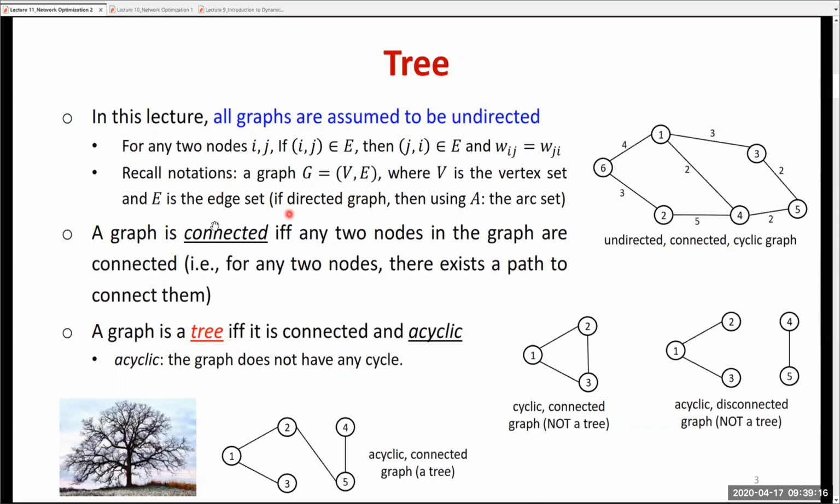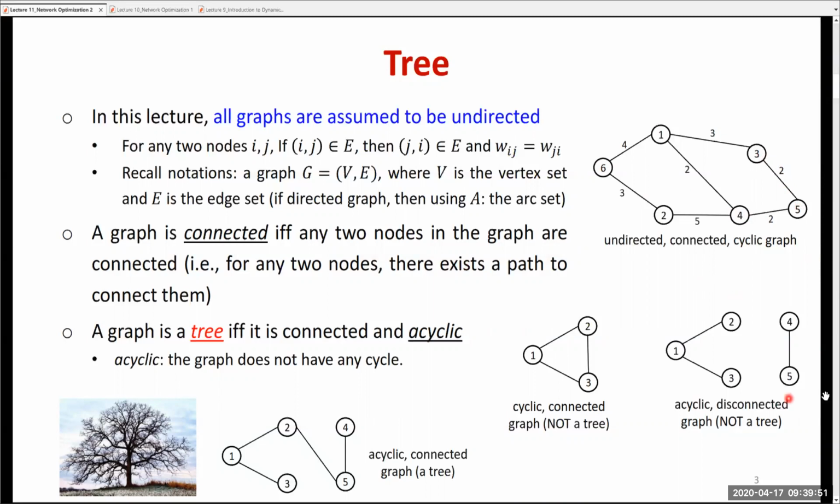The next one is the concept of a connected graph. If a graph is connected, that means any two nodes in the graph are connected. In other words, for any two nodes, there exists a path to connect them. For example, consider this graph. This graph is connected. Why? Because any two nodes have a path connecting them. For example, 6 to 5: I can go from 6 to 1, 1 to 3, 3 to 5. 2 to 3, for example: 2 to 4, 4 to 5, 5 to 3. For any two nodes, there's a path.